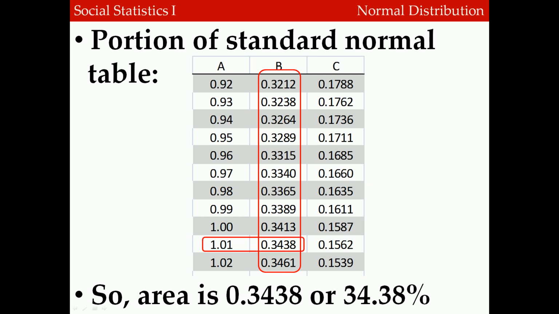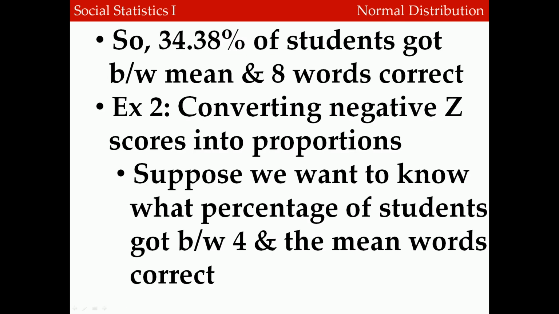The column B value that corresponds to our z-score, 1.01, is 0.3438, or expressed as a percent, that's 34.38%. So that's the answer to our question. 34.38% of people got between the mean and 8 words correct on the vocab test. Let's move on to example 2, in which we're going to convert a negative z-score into a proportion.